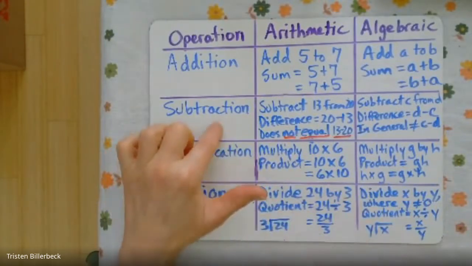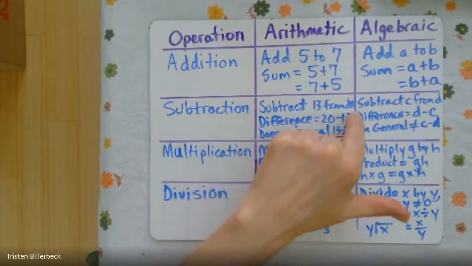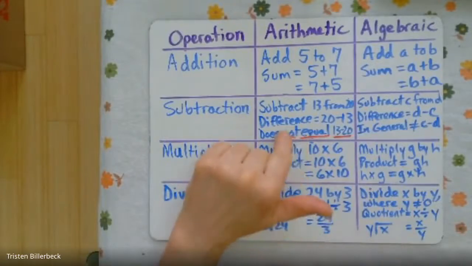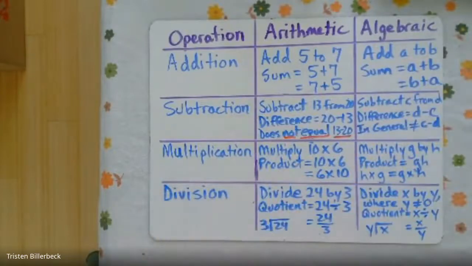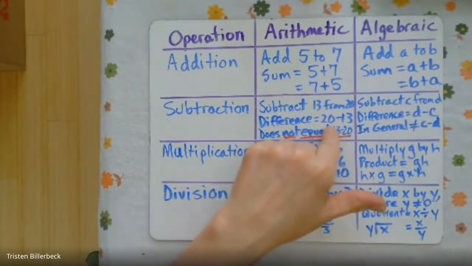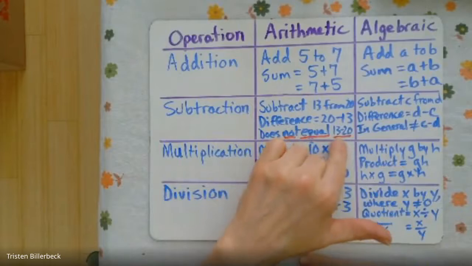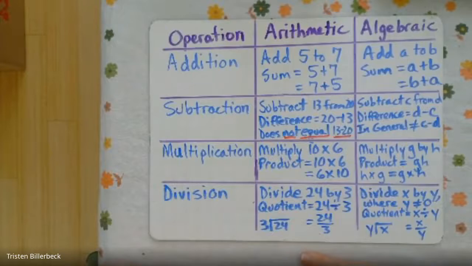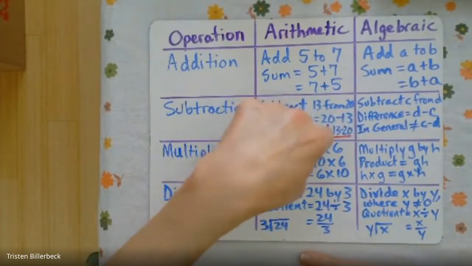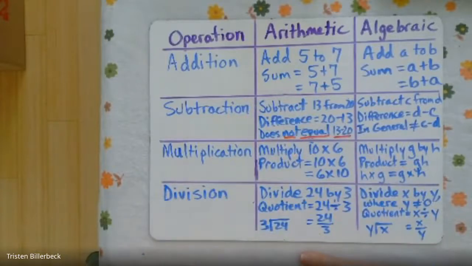Then we have subtraction. So we're going to subtract 13 from 20. Well, that means we're going to have a difference, and we're taking 13 away from 20. So we start with 20, and then we subtract the 13 that we're taking away from it. So this does not equal 13 minus 20. So we can't mix them up, okay? So we have to remember, if it's from 20, we start with 20, and then we take the 13 away.